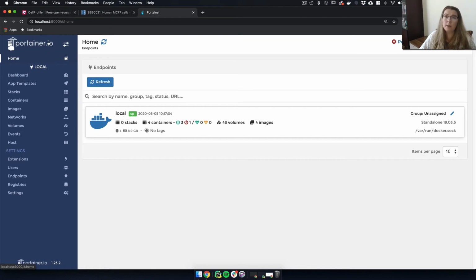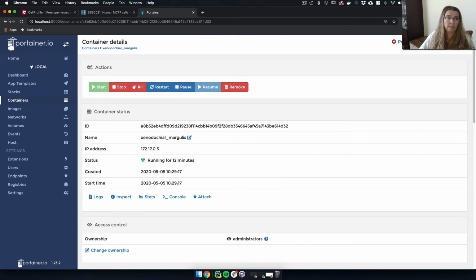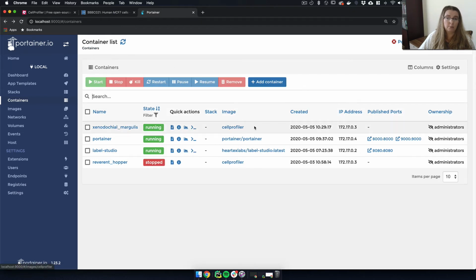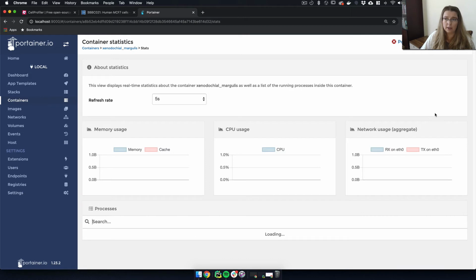If you're starting this one up for the first time, it will prompt you to create a username and a password. I've already done that, so I'm just going to go on over here. I am going to see my containers. Here is a running container for me. It's CellProfiler. Actually, when you do Docker run, you can supply a name. Otherwise, it just generates you a name. And then I'm going to go and look at the stats.